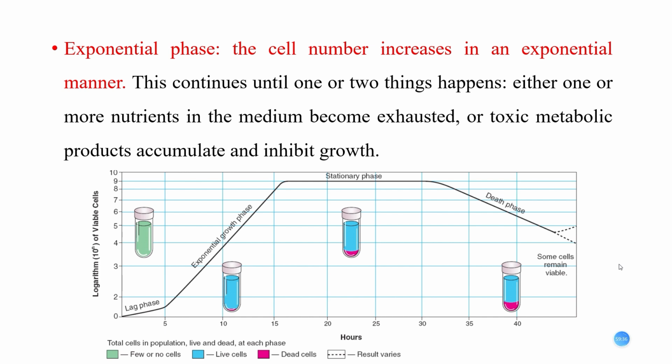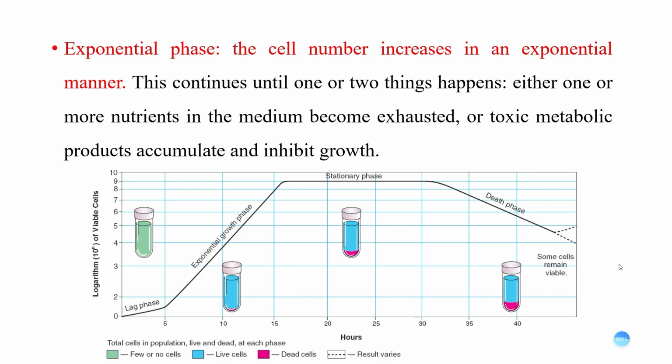Or if the bacteria produce some toxic molecule, toxic metabolites, the toxic metabolites will accumulate in the tube. If the toxic metabolite product gets to a high concentration, to some level, it will stop the bacterial replication. So this is exponential phase. Then it enters the third phase, the stationary phase, or sometimes we call it the plateau phase.